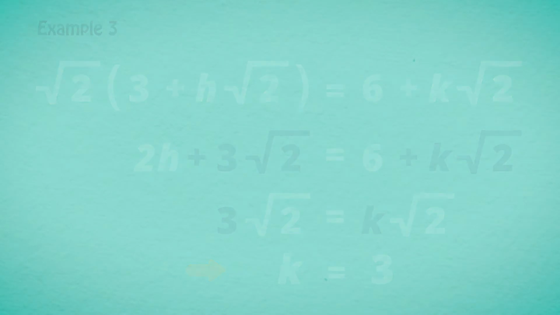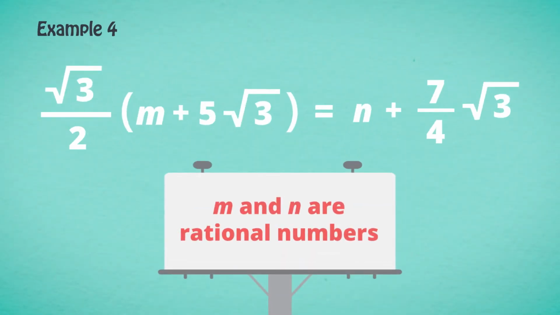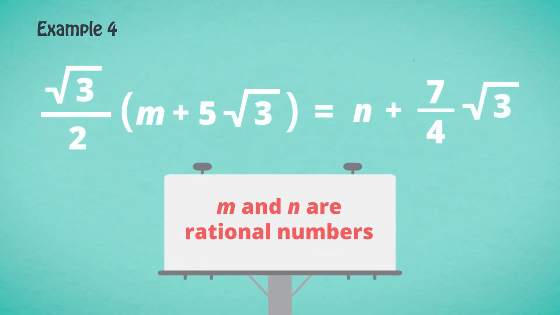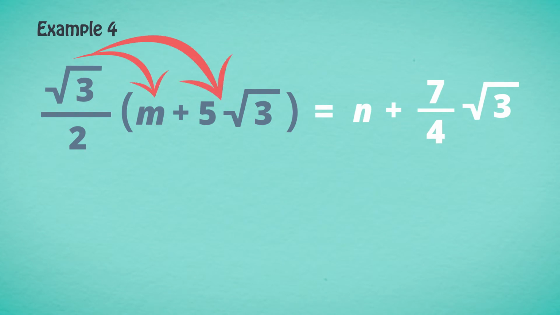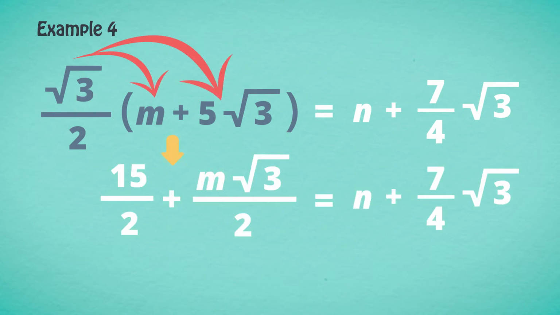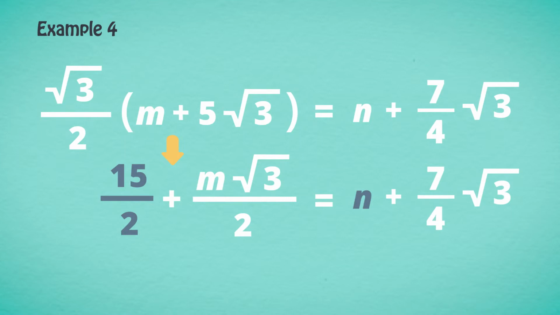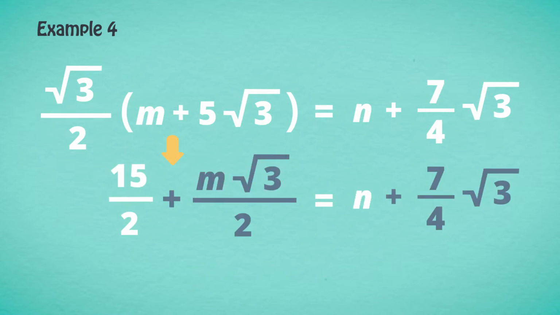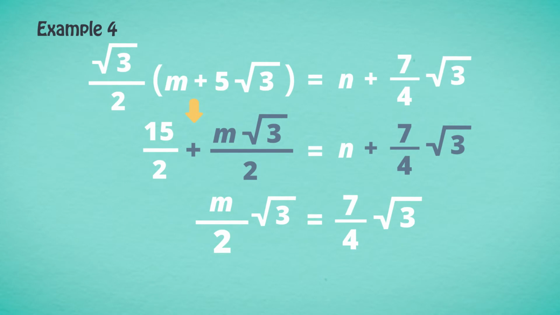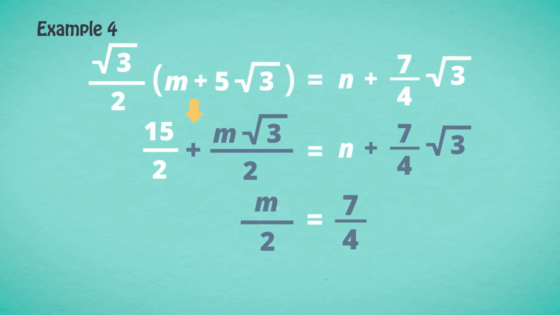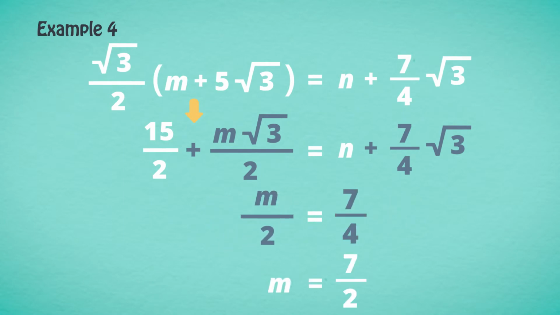Next, let's take a look at a similar question like this. As before, let's simplify this expression and we will have this. Again, we can equate the rational terms to find n. When equating the terms with the surd, it is important to take note of the coefficients, hence, we will be able to find the value of m as well.